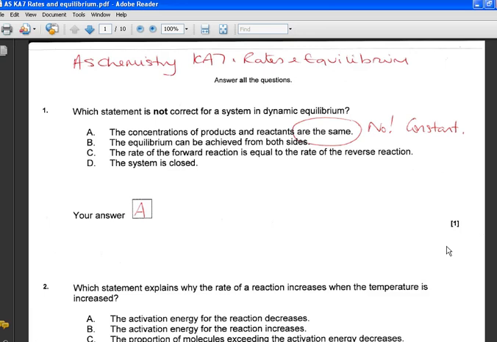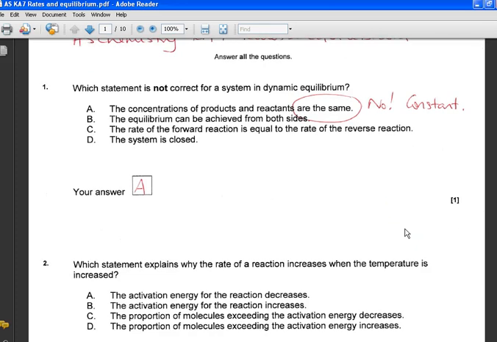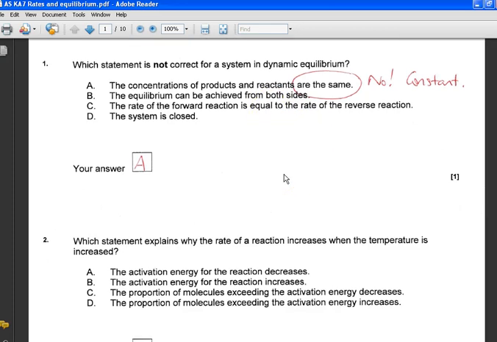Feedback on the KA7 that you did on Monday on rates and equilibrium. A couple of multiple choice questions. Question 1, which statement is not correct? Well, I've highlighted it. You should all know that the word is constant. They are not the same. All the other three apply to an equilibrium.